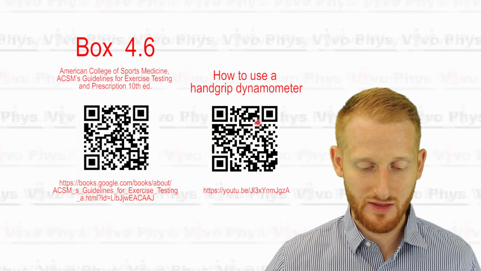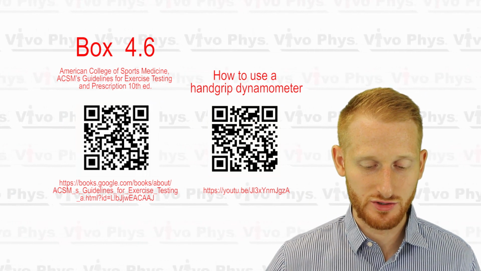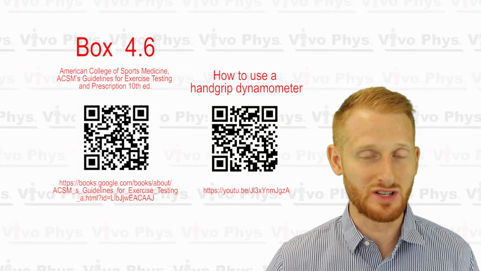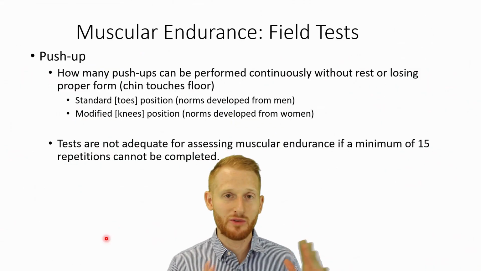Also, if you want to scan this QR code over here, it'll show you a video showing how to use a hand grip dynamometer, which is what you're going to need in order to do hand grip testing. So that was muscular strength.